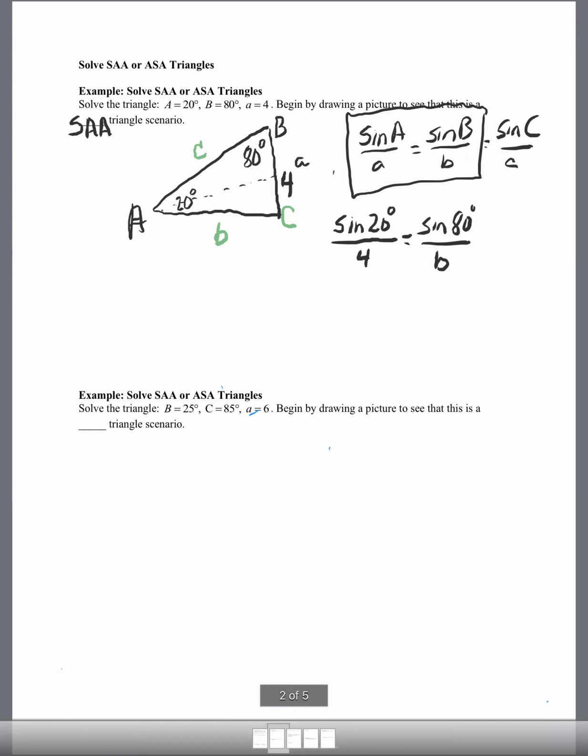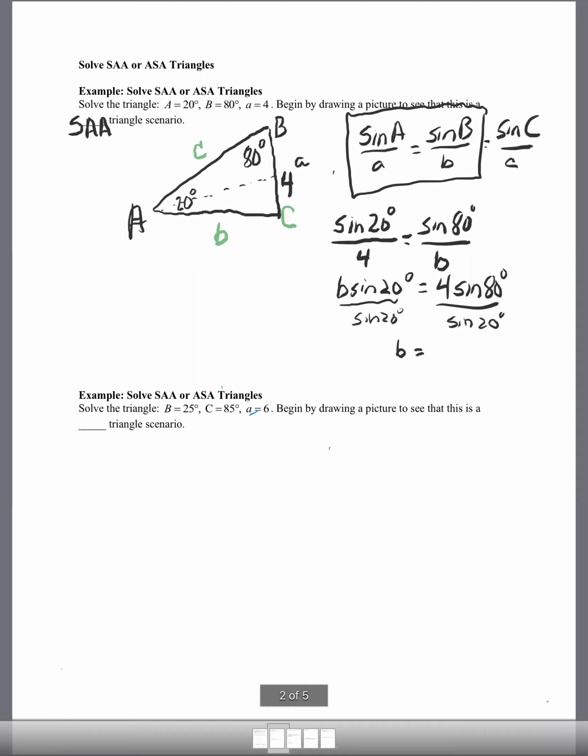So if we cross multiply, we'd have B sine 20 equal to 4 times the sine of 80 degrees. Divide both sides by sine of 20 degrees. And now we can find out what the value of B is going to be.